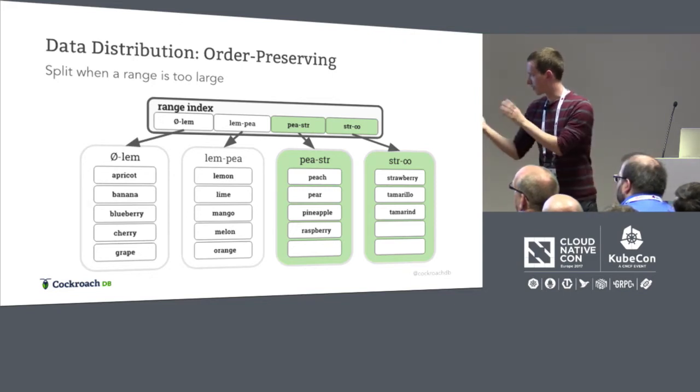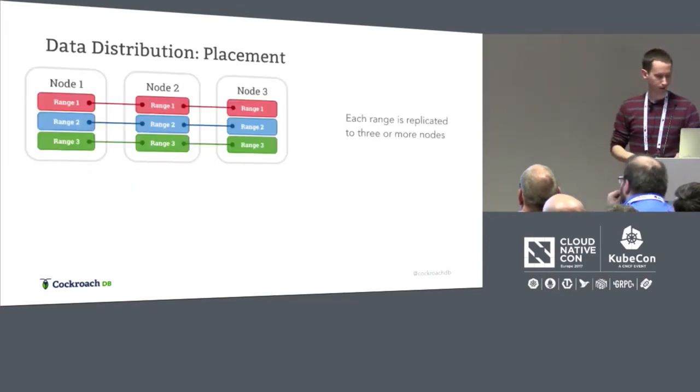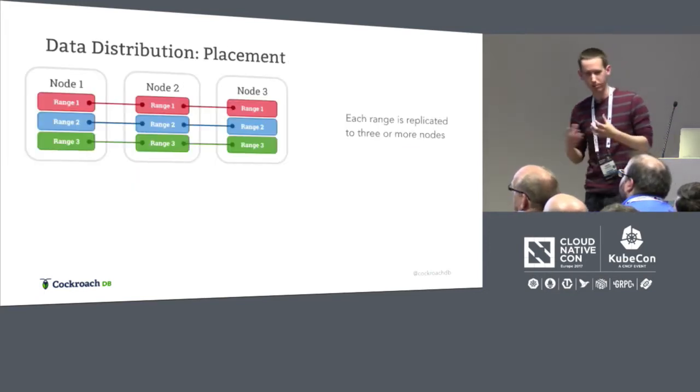And so once you've split this range in half, they can each be managed separately, moved around to different machines independently. And of course, we keep multiple copies of each range.